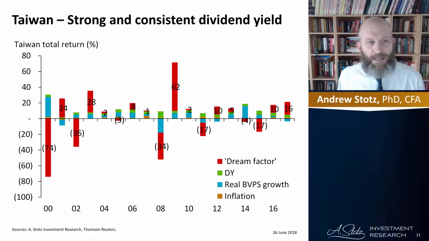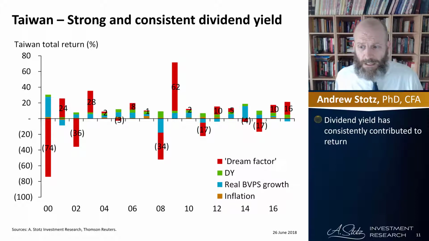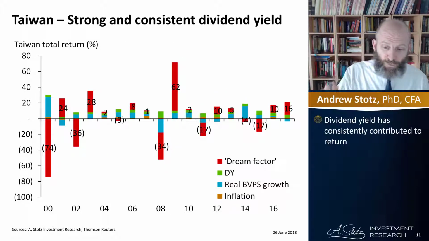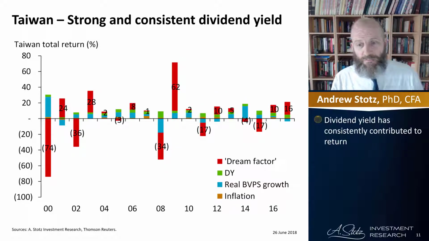Now let's look at Taiwan, since today I'm getting on a plane to go there. And what we can see is I only went back to the year 2000 in this case, so it's a slightly different time period. Dividend yield has consistently contributed to the return. We can see the green bar there. Now let's look at this. First of all, both 2016 and 2017 had positive returns of 10 and then 16%.